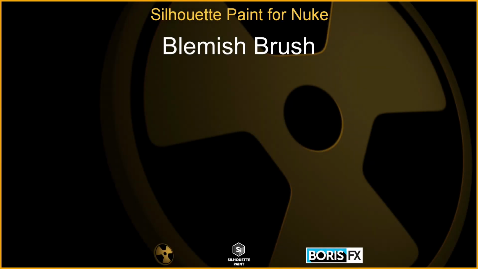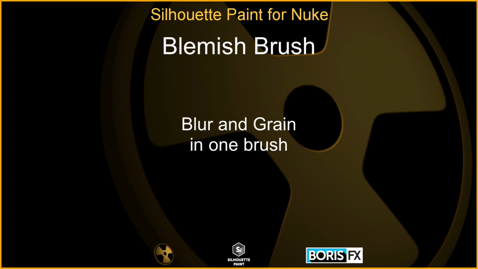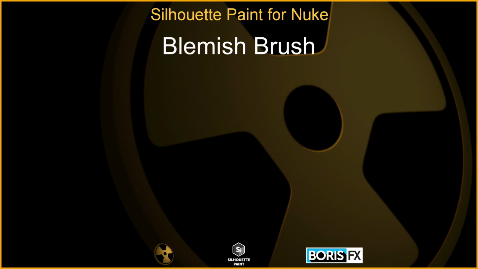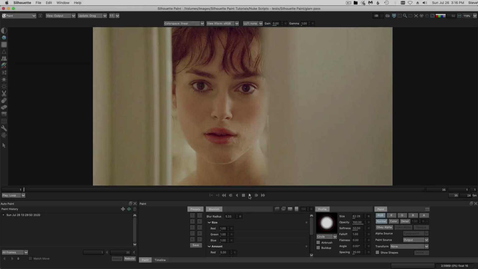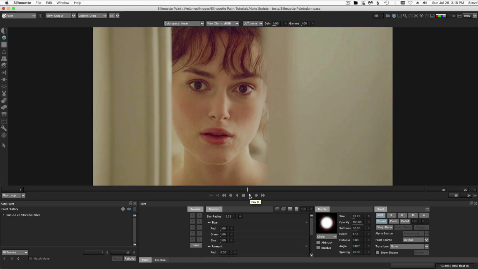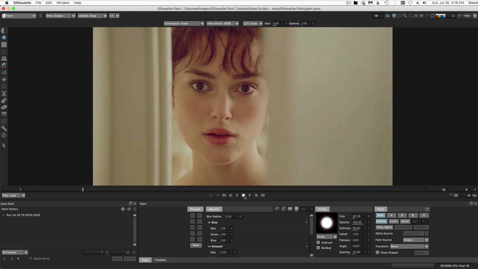One of the most delicate paint operations we can do is the glam pass to remove blemishes from aspiring movie stars. Silhouette Paint makes this difficult task much easier with a dedicated blemish brush which combines both blur and grain operations in one brush. So let's take a look. So here's my clip. First I'm going to cache it. And again, the non-destructive silhouette cache is much appreciated. Once cached, it's always cached.